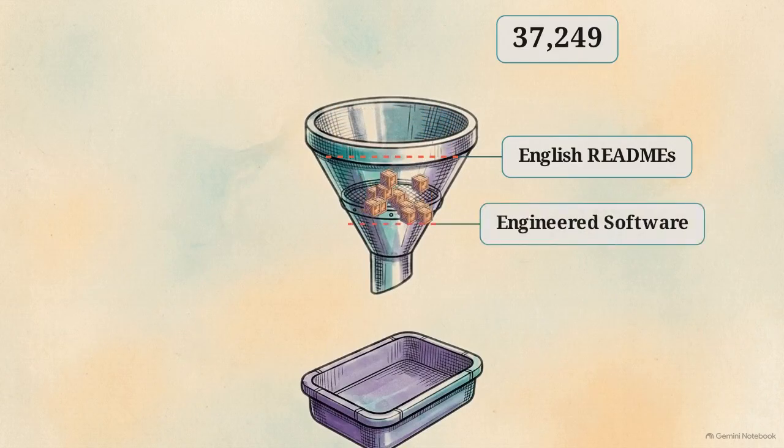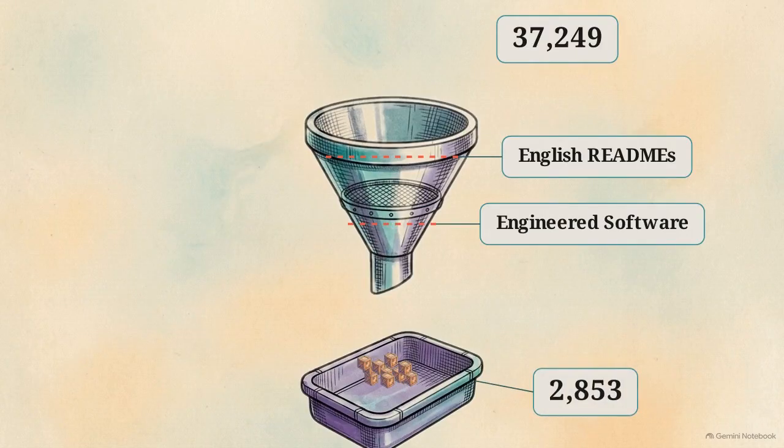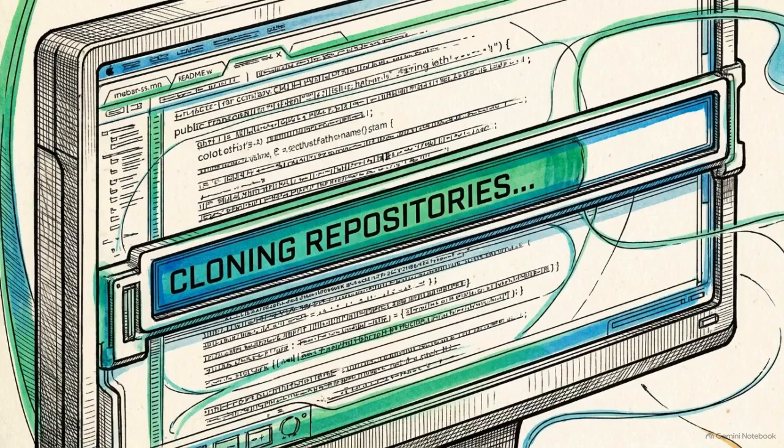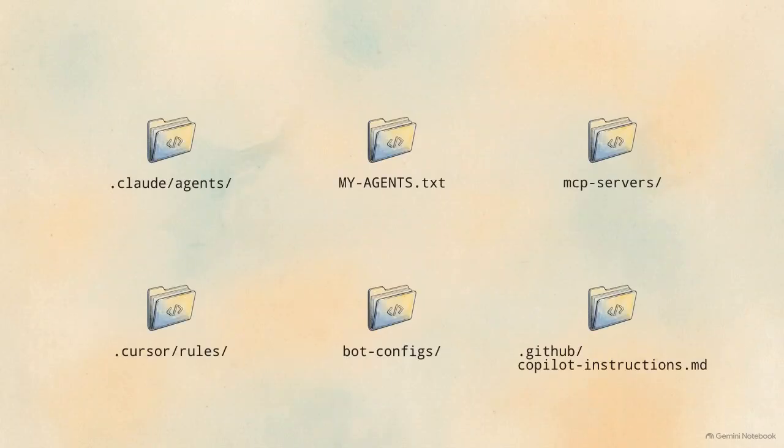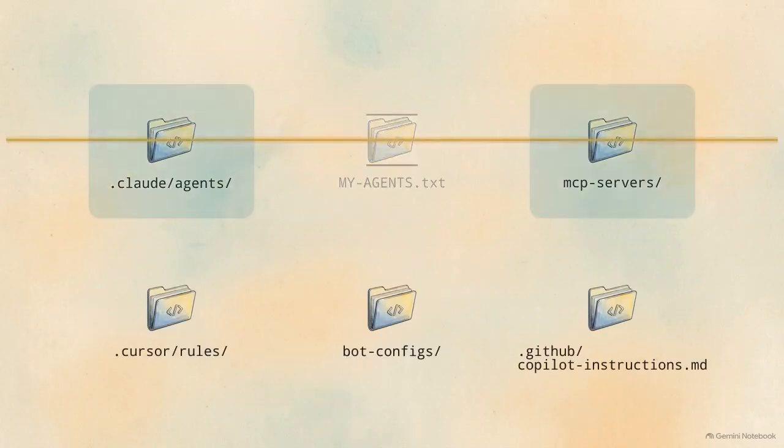Researchers filtered that volume down to strictly engineered software projects with English READMEs. That left 2,853 repositories containing detectable configuration files. By cloning the default branch of each repository, the research team could scan the artifacts inside and categorize them into the 8-part taxonomy. The detection relied on specific directory and file name heuristics.